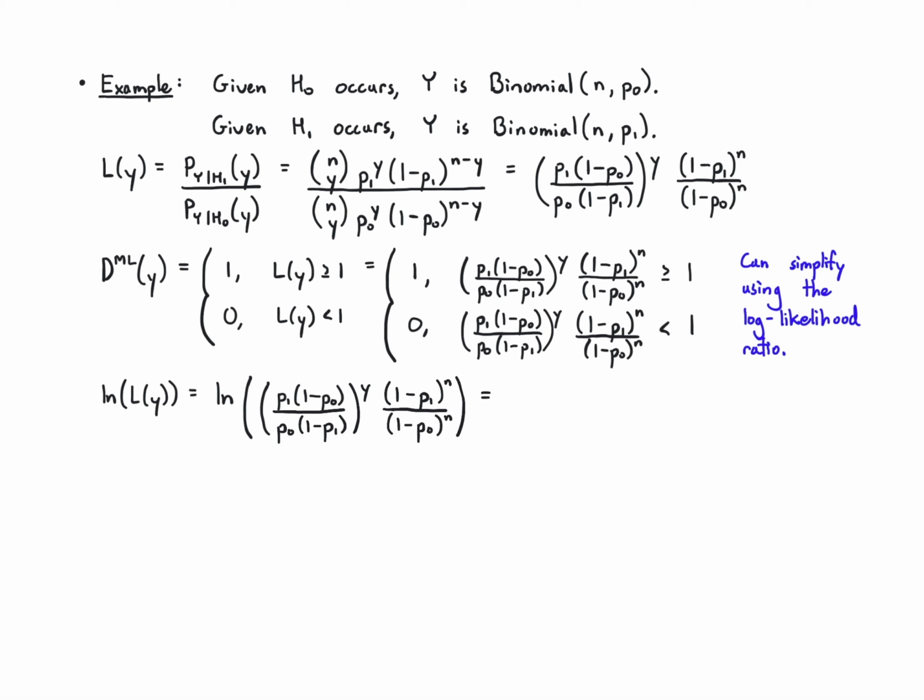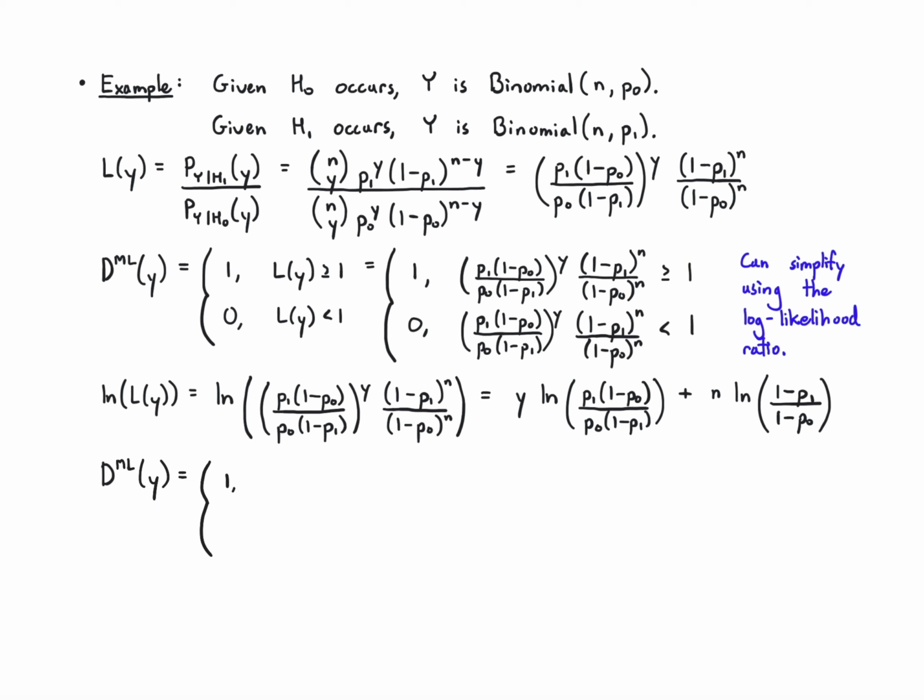So when I take the log of that, I can take the y out. Then I get y times log of p1 times 1 minus p0 over p0 times 1 minus p1, plus another term, which is n log of 1 minus p1 over 1 minus p0. So I allow the exponents to come down. And now I see that what I'm doing in the ML rule, if I look at it from the perspective of the log likelihood ratio, is comparing to 0. If it's greater than or equal to 0, I decide 1. Less than 0, I decide 0, because log of 1 is 0.